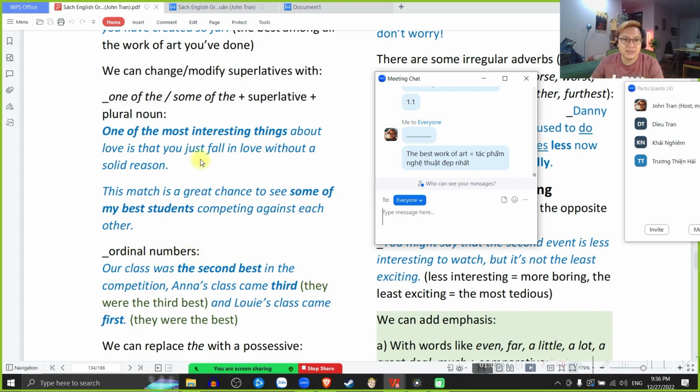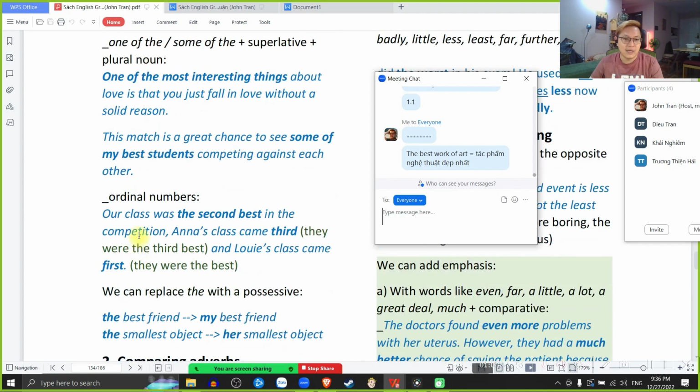Ok, bây giờ chúng ta có thể thay đổi cái tính từ so sánh nhất với những số đếm, ordinal numbers. Sorry, ordinal number là số thứ tự. Lớp của chúng tôi đã là đội giải nhì trong cuộc thi đấu này. So we have the best, giải nhất, giỏi nhất. If they are the best, you get the first prize, right? If you are the second best, you get the second prize. Nếu bạn là giỏi thứ nhì thì bạn được giải nhì. If you are the third best, bạn mà giỏi thứ ba thì bạn được giải ba.